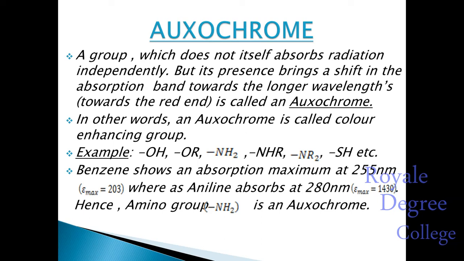Another example we will see: benzene shows an absorption maximum at 255 nanometer, epsilon max value equal to 203, whereas aniline absorbs at 280 nanometer, where the epsilon max value equal to 1430. Hence, the amino group, that is NH2, is an auxochrome.